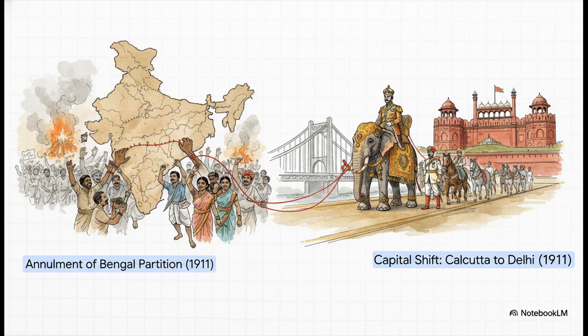And at that same ceremony, the British also announced they were moving the capital of India from Calcutta, the heart of all the rebellion, to the old imperial city of Delhi. It was a clear signal. They were trying to run away from the nationalist fire they had helped ignite.